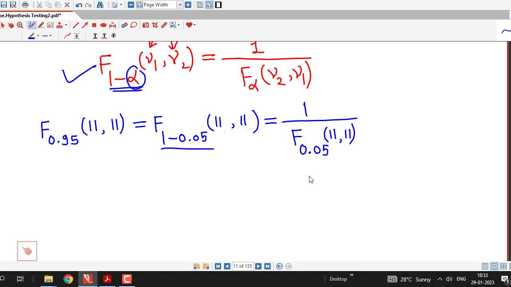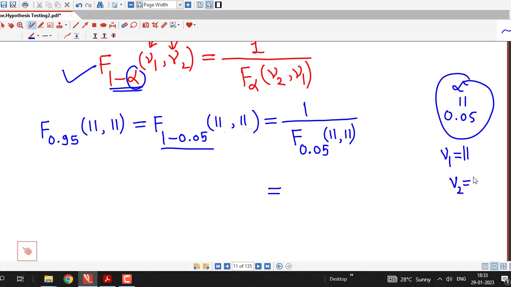So in the F table, first I have to search for alpha equal to 0.05. I have to find the page of the F distribution which corresponds to alpha equal to 0.05, or 5% level of significance, and then I have to check for numerator degrees of freedom equal to 11 and denominator degrees of freedom equal to 11. So now I am searching for this value in the F table.